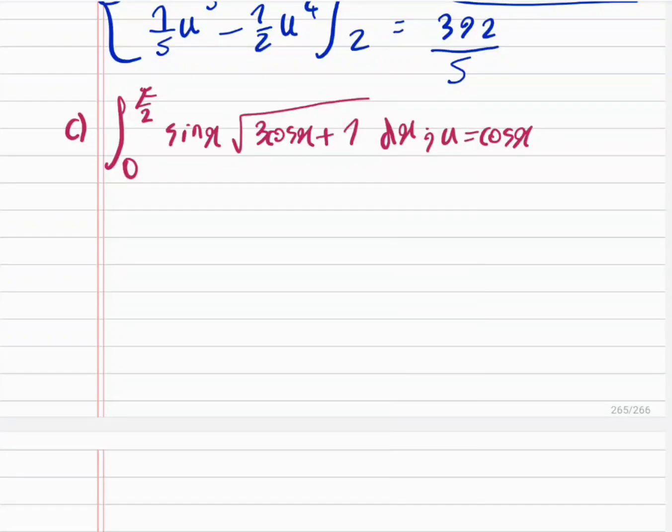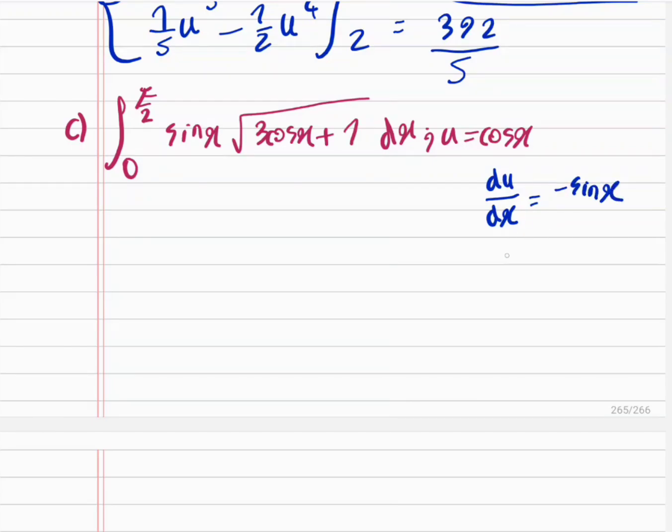Hi everyone, this video is Exercise 11, question 2c. So we want to integrate sin x times the square root of 3 cos x plus 1. And we want to use the substitution u is equal to cos x. Alright, first of all, we differentiate u with respect to x, and that is equal to minus sin x.